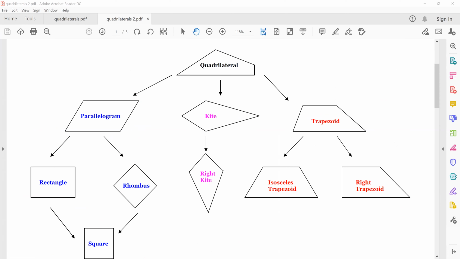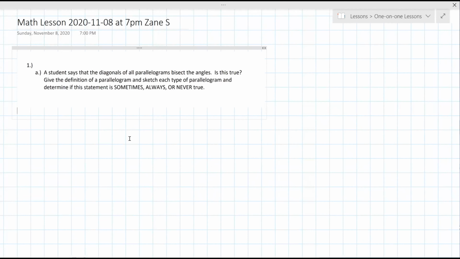All right, so I'm going to do a new share and you're going to see my workspace screen here, and you're going to look at the notes for today. Okay, the student says that diagonals of all parallelograms bisect the angles. Is this true? Okay, so if something is true, you have to prove it. True means it's a proof.